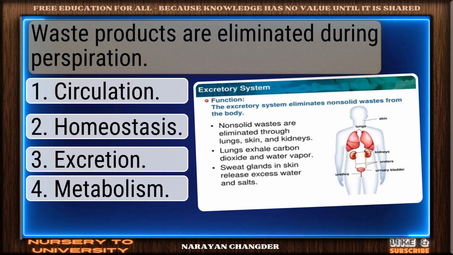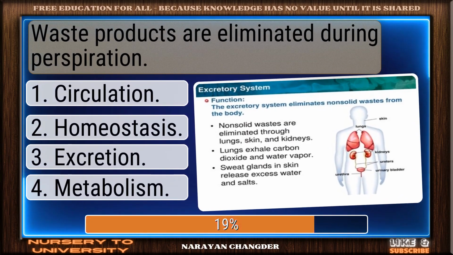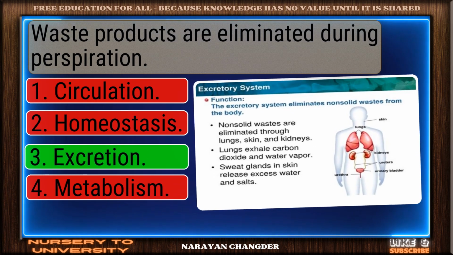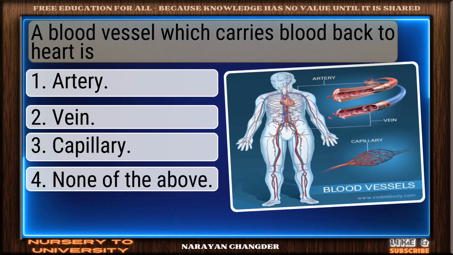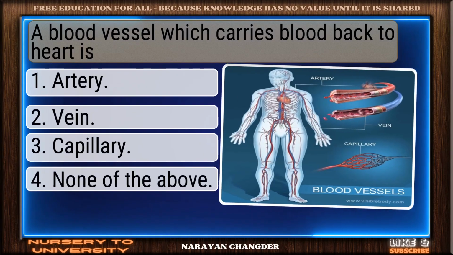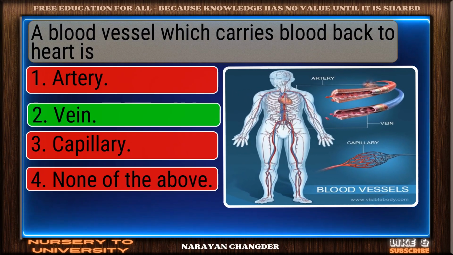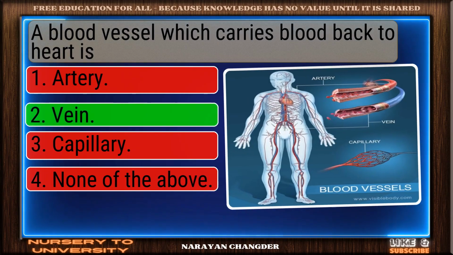Waste products are eliminated during perspiration. You chose excretion. Correct. A blood vessel which carries blood back to heart is? Well picked. Vein is correct.